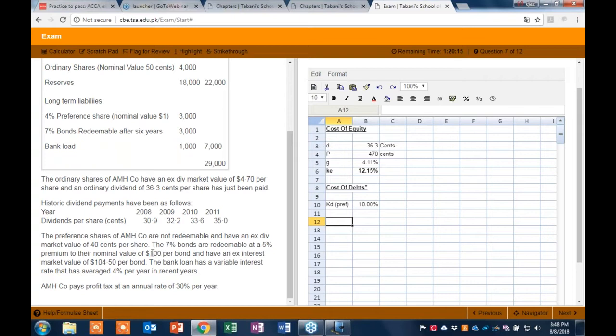So now, how to calculate the cost of debt? Now, if we look at from the investor's perspective, what is the difference between redeemable and irredeemable?